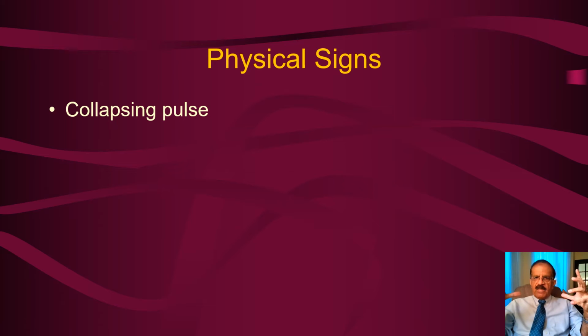The collapsing pulse is the pulse which is high volume to begin with, but when you raise the arm, the volume increases further. I remember many times students saying when you raise the arm, the pulse collapses, like the pulse disappears. No, it is just the opposite. The pulse actually increases in volume. Let me explain why that happens.